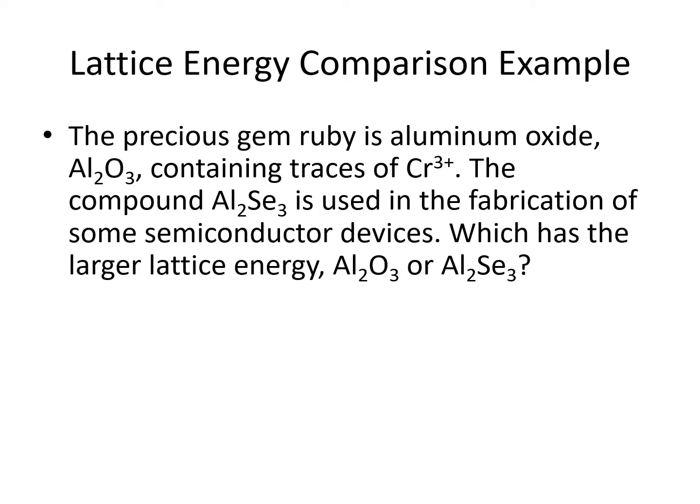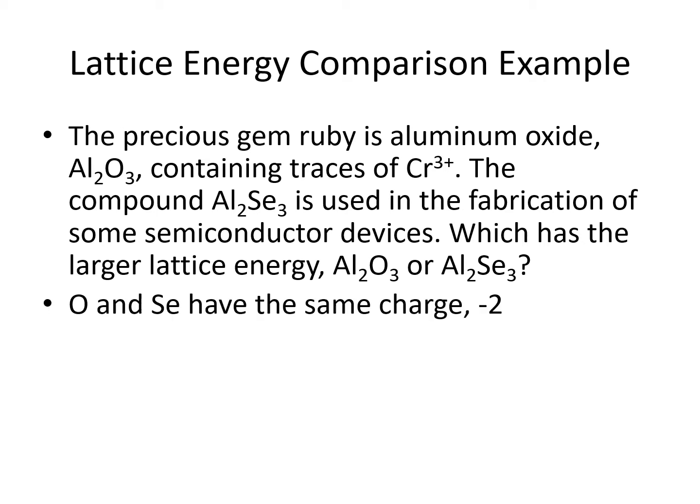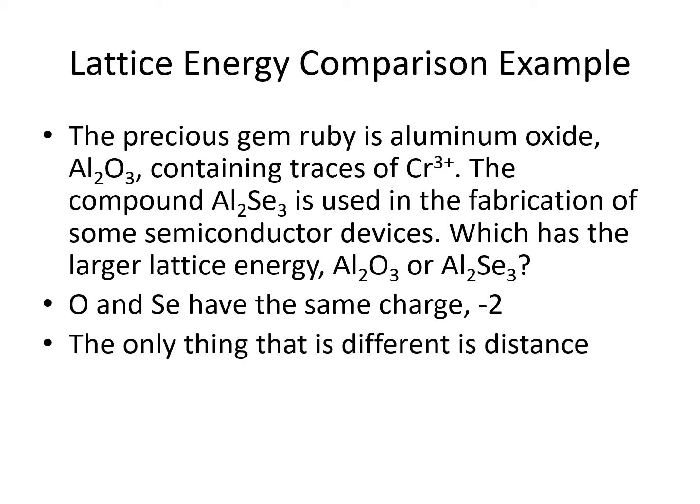We can use Coulomb's law to tell us which ionic compound should have a larger lattice energy compared to another compound. In this example, we have aluminum oxide and aluminum selenide, and we want to find which has a larger lattice energy. One of the things to think about is the charges, which go in the numerator of Coulomb's law. Oxygen and selenium are both in group 6A, which means they both have a 2- charge. The only difference between the two compounds is the ionic radii, and therefore the distance between the charges.